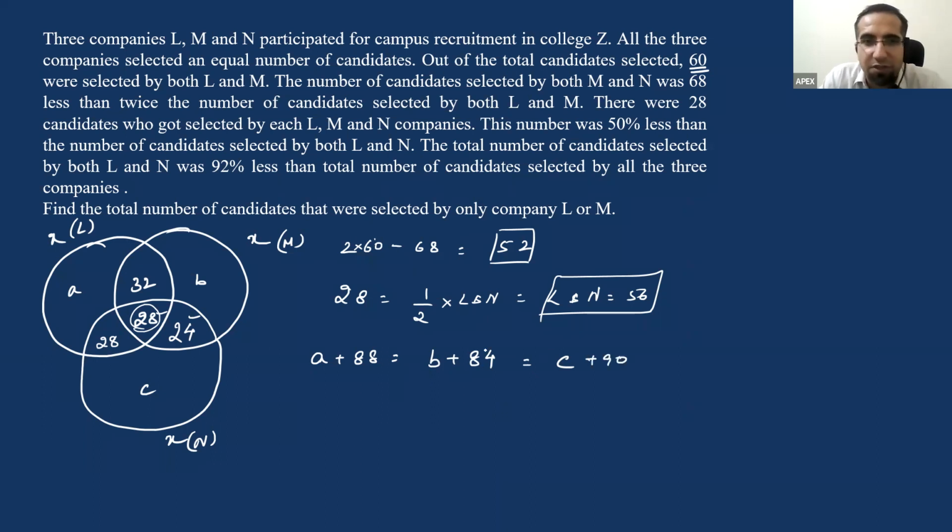Now, one more piece of information that is missed is the total number of candidates selected by L and N, that is 56, is 92% less, that is 8% of the total. Clear? 8% of the total number of candidates. So from here, I can conclude that the total number of candidates is 700.